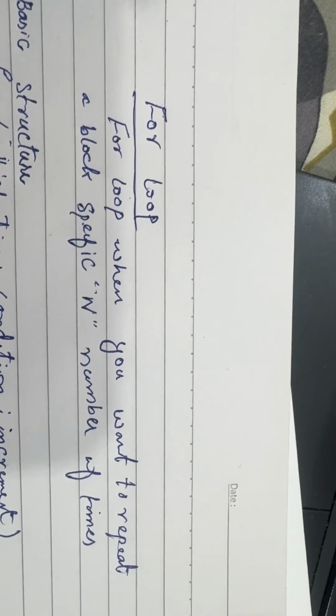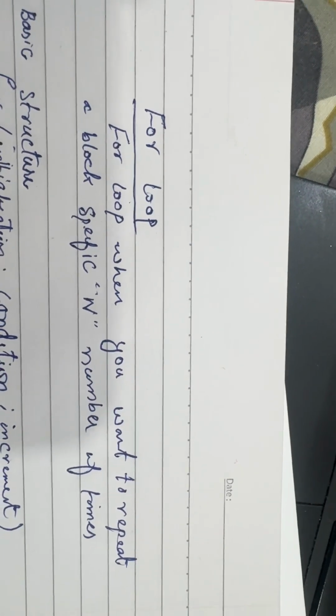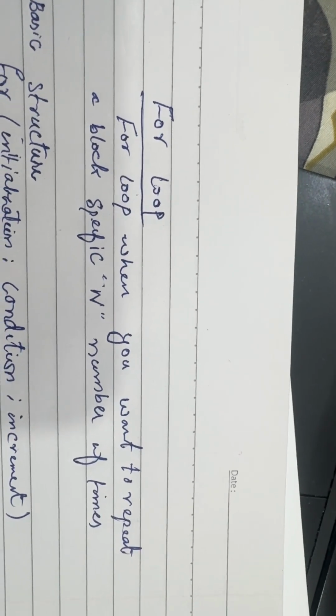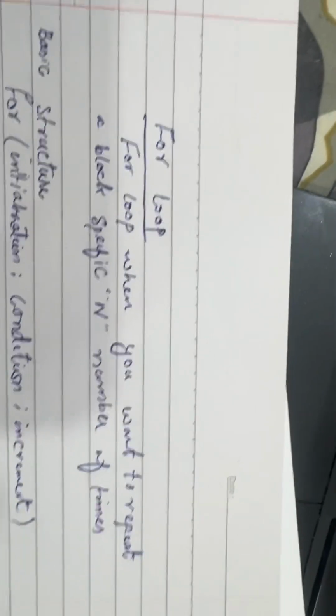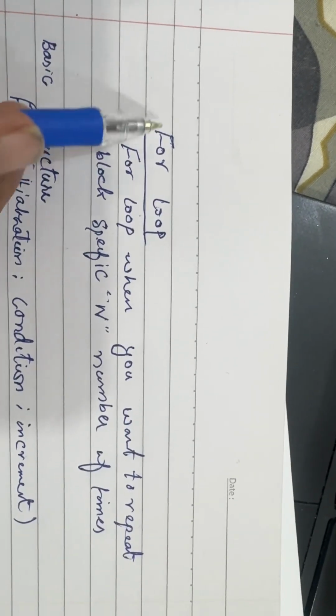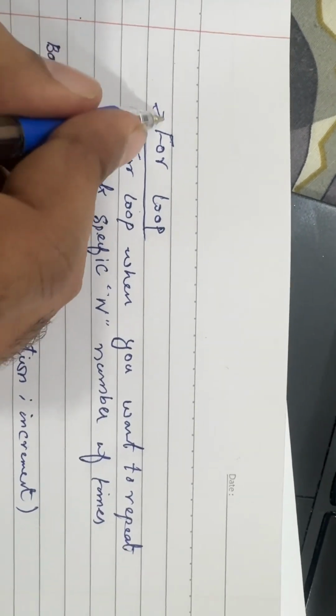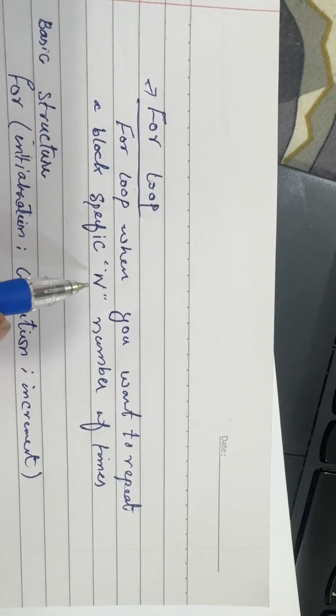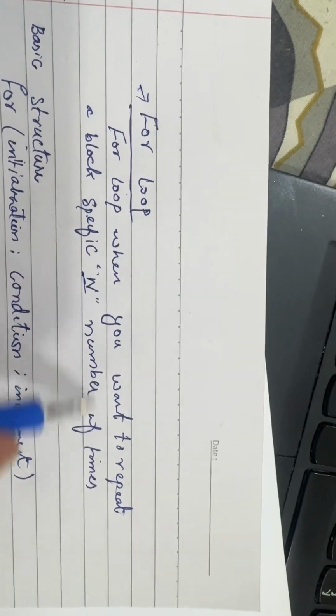So today we are going to learn the for loop. This is the basic building block of programming languages. So what is the for loop? A for loop is used when you want to repeat a block a specific number of times, n times.